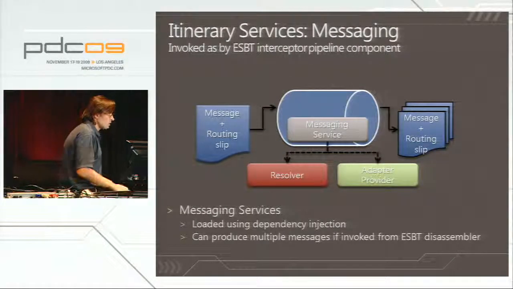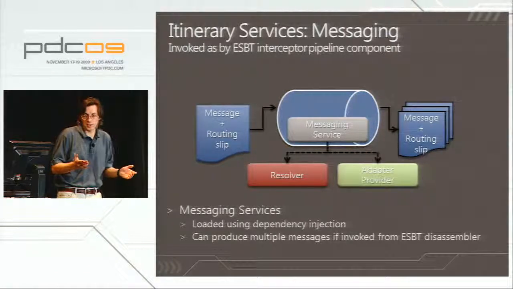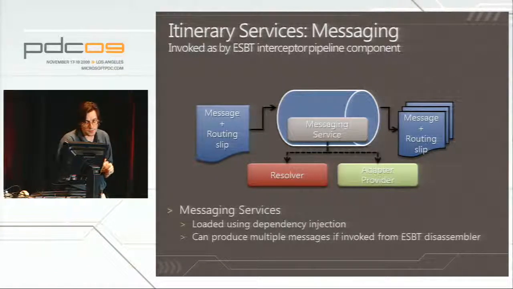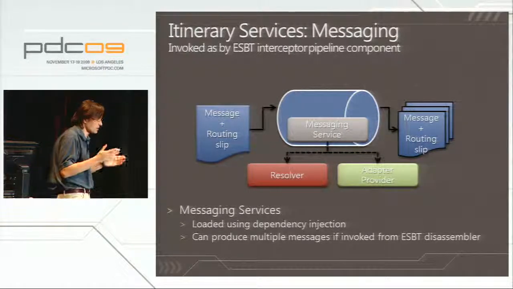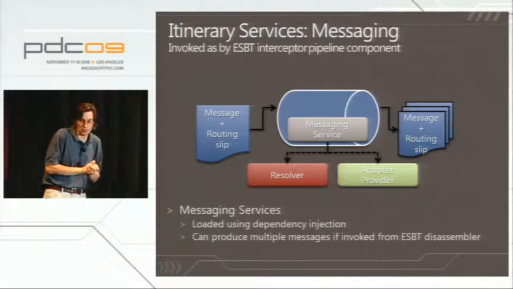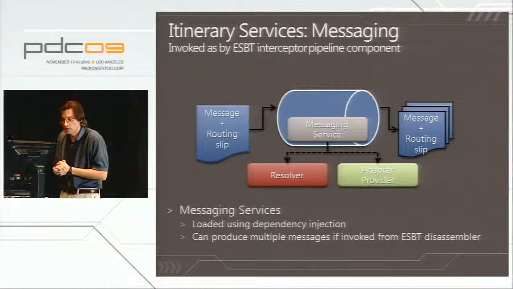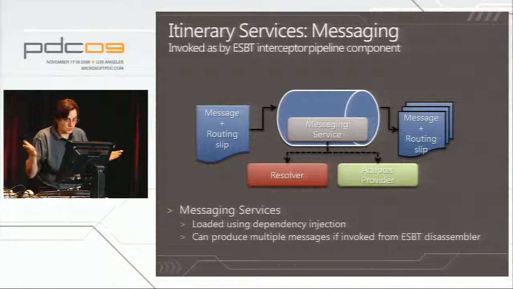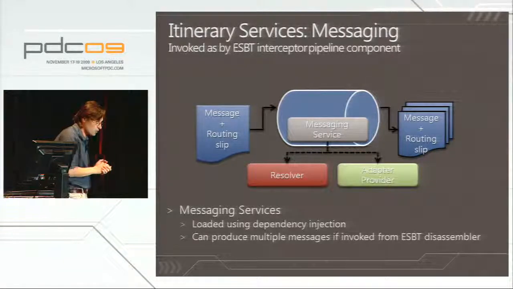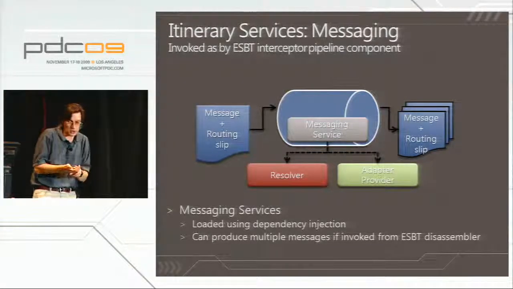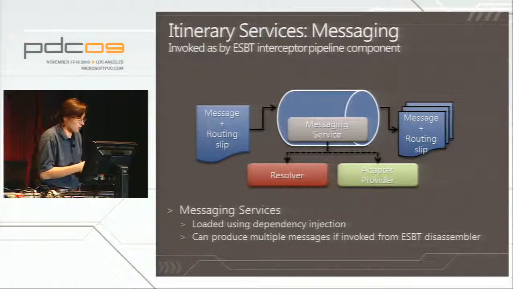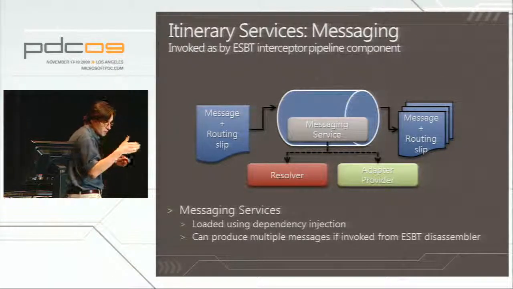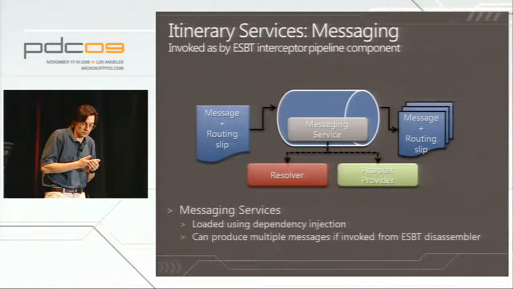The messaging is pretty much the same scenario. A message comes with the routing slip. And then we intercept the message and call multiple messaging services that can also call resolvers or adapter providers. So one of the examples I just showed you was transform and route, which we executed in the receive pipeline. But you can also do it in pretty much on-ramps and off-ramps in different directions.